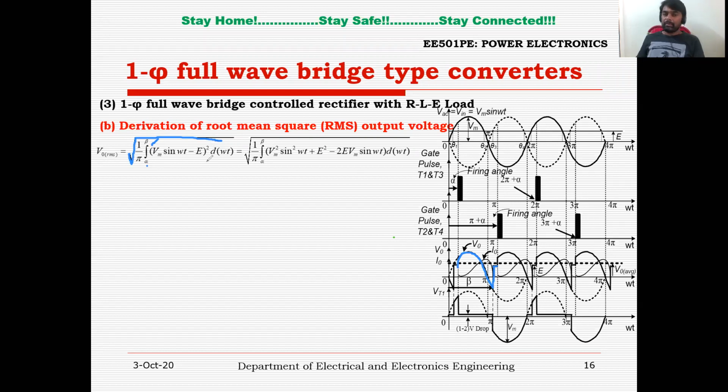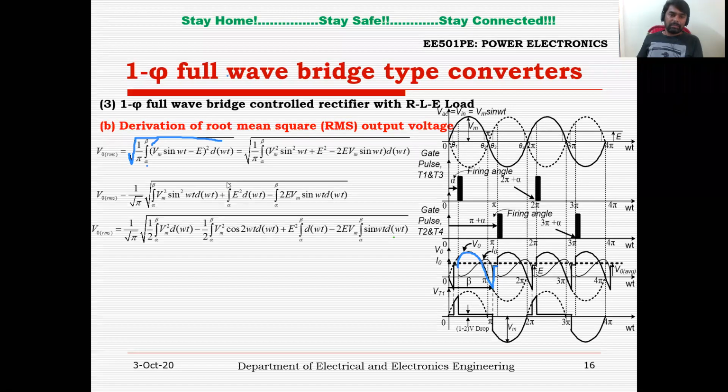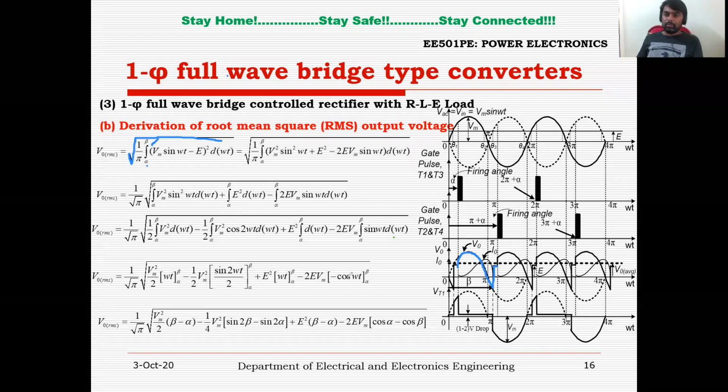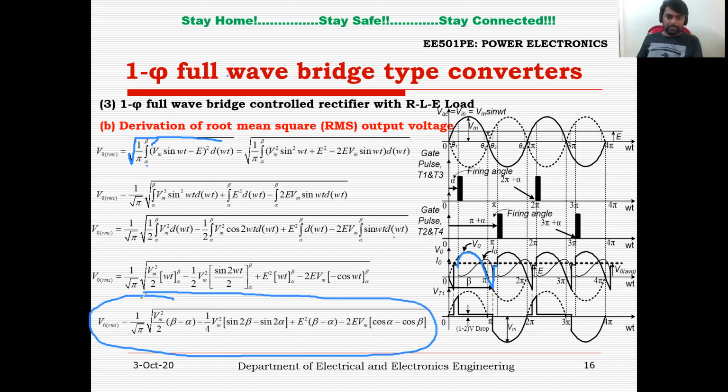So it will be A minus B whole square. You can write Vm square sin square omega t plus E square minus 2E Vm sin omega t, into d omega t. If you separate these terms and integrate, you can write sin square omega t as 1 minus cos 2 omega t by 2. If you do this, you will get the RMS output voltage for RLE load as this much. Right, so this is the expression. Okay, now this is about RLE load.